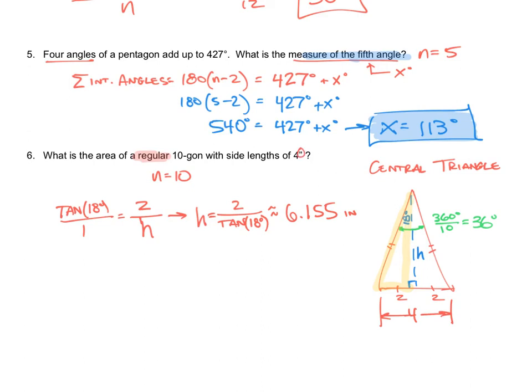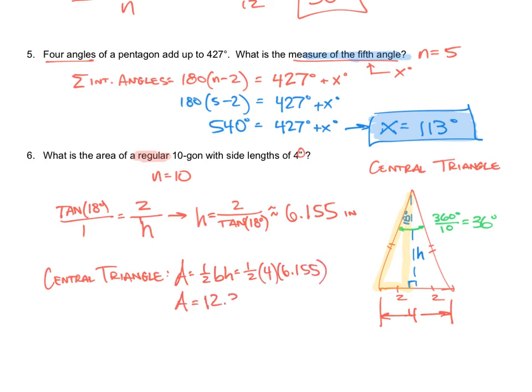Okay, so now let's talk about the area of the central triangle. So the area of that central triangle, and again, I'm going to highlight that for you. That's this entire triangle right here. That has an area of 12.31 square inches, but that's not our entire shape. We have 10 of those, okay, because we have a regular Pentagon.